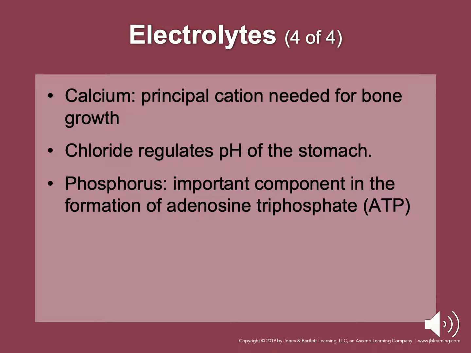Bicarbonate levels are related to the condition of acidosis and alkalosis in the body. Chloride primarily regulates the pH of the stomach, and phosphorus formulates your ATP.